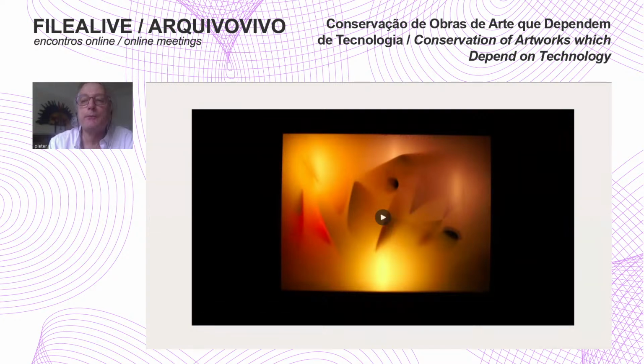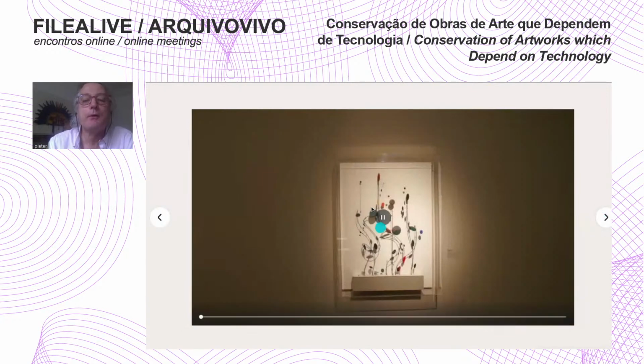So here, sorry, I have to move the screen to the other side. Here we have another work. It is an objeto cinético, a kinetic object. It functions, it is turning around. The structure is visible. It is like a constellation. It slowly moves and makes a little noise because it is all mechanical.